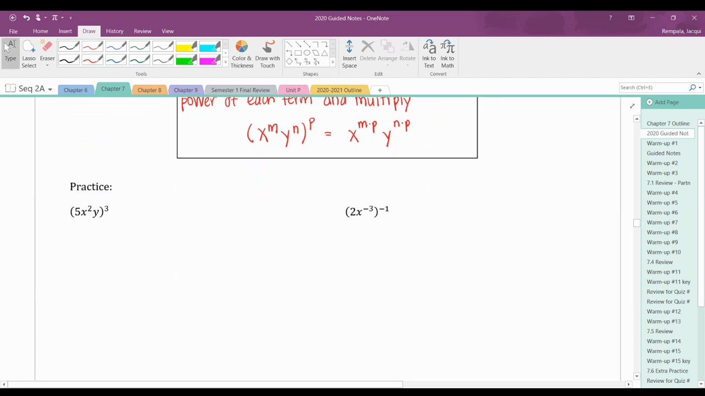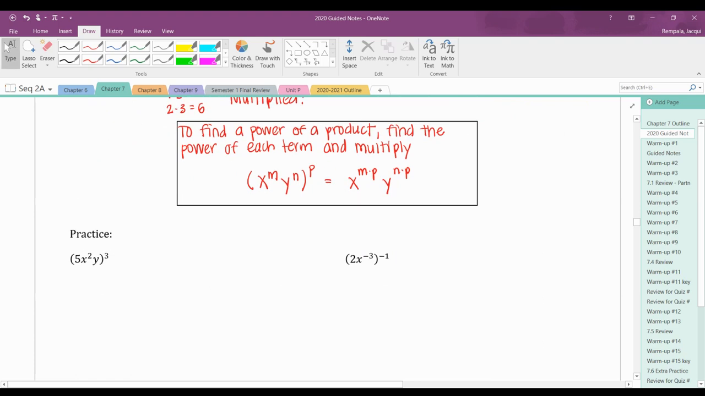So let's do some practice. Notice that in this first example, we have three things in parentheses. We have a 5, an x squared, and a y. All of that is raised to the third power. So we are going to keep each base, but I first want to identify what exponents I have. 5 is the base. If I don't see an exponent, there's really a 1 there. x is a base. It has an exponent of 2. y is a base. If I don't see an exponent, there's technically a 1.